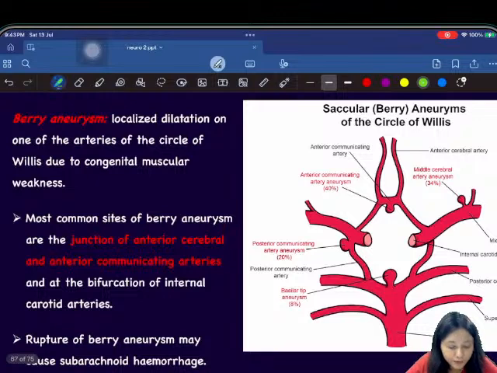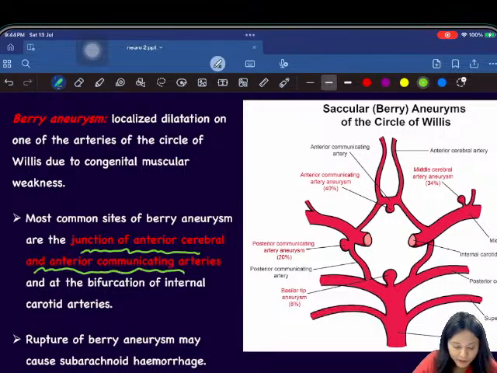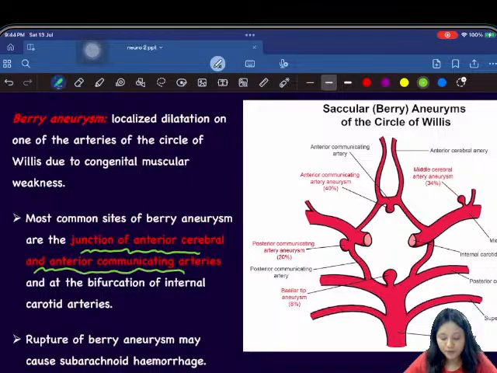Now let us come to berry aneurysm. You know that an aneurysm means dilatation if there is weakening of the wall of the artery. This might be due to congenital muscular weakness. The most common site is at the junction of the ACA, the anterior cerebral artery, and the anterior communicating artery. Okay, and also the bifurcation of the internal carotid.